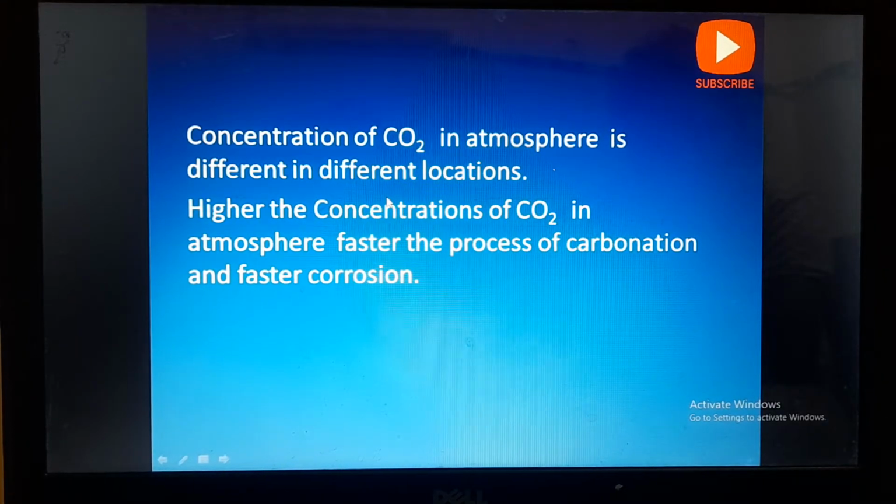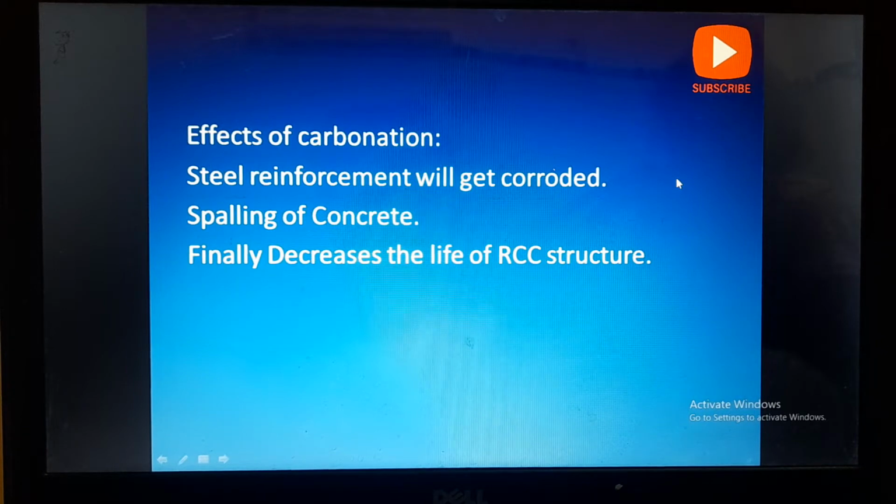As you know, the effect of carbonation on steel depends on the atmospheric conditions. When the CO2 concentration in the atmosphere is high, there is a higher chance that the structure will get carbonation. Here you see the concentration of CO2 in the atmosphere is different in different locations. The higher the concentration of CO2 in the atmosphere, the faster the process of carbonation and the faster the corrosion.